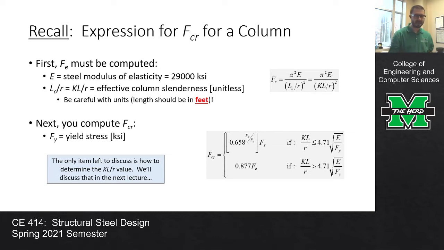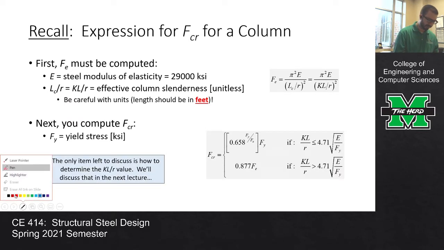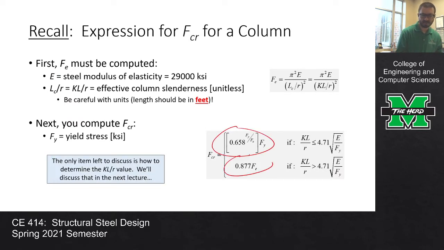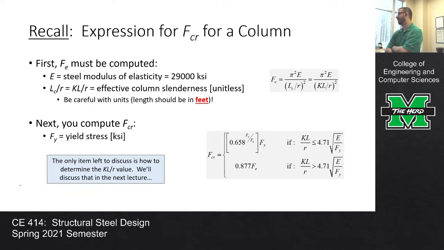All that is taking this term, oh, hold on, I got to turn my pen on. All that is taking this term, setting it equal to this term, doing a bunch of substitutions, and solving for the KL over r, putting the KL over r on one side, putting everything else on the other. The algebra is a bit involved, but once you do it, you end up getting 4.71 square root of E over Fy. So there's nothing particularly special about that value. That's just where the two equations equal one another. Depending upon your slenderness, you're either in the inelastic range or the elastic range.